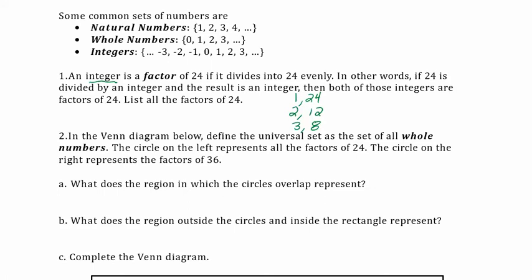What's the next number up from 3? Well, that would be 4. So 4 times what is 24? That would be 6. So 4 and 6 are a pair. Now the only number I have to check is 5, and 5 doesn't go into 24.